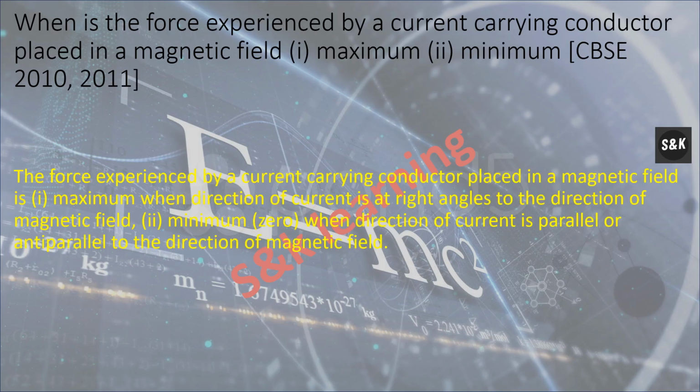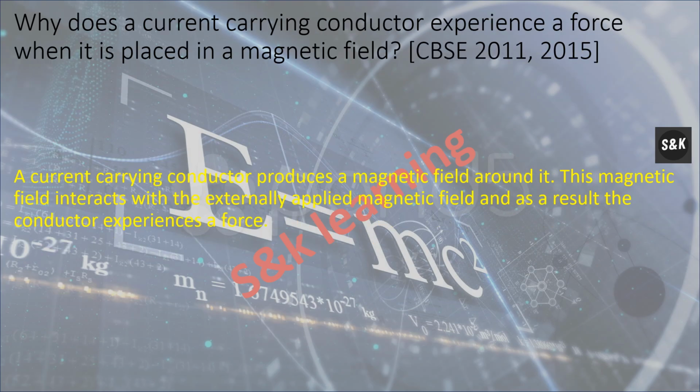When is the force experienced by a current carrying conductor placed in a magnetic field maximum? The force is maximum when the direction of the current is at right angles to the direction of the magnetic field. When is it minimum? It is zero when the direction of current is parallel or anti-parallel to the direction of the magnetic field. Why does a current carrying conductor experience a force when it is placed in a magnetic field? A current carrying conductor produces a magnetic field around it. This magnetic field interacts with the externally applied magnetic field. As a result, the conductor experiences a force.